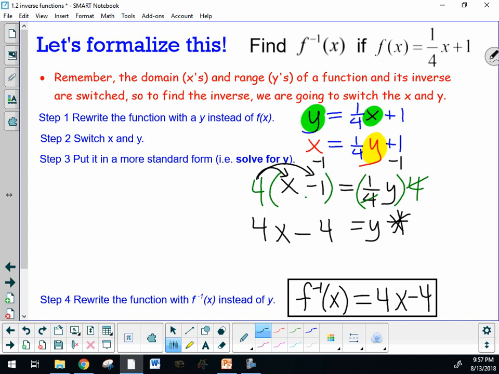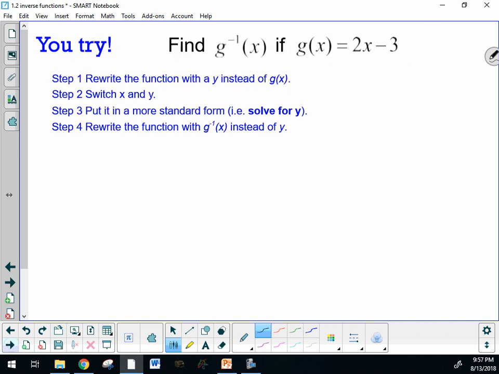Now, to be honest, it's not a real deal breaker if you left it like this. It is probably considered a little more proper to multiply it out, but it's not the end of the world if you forget that distribution. All right, so that's our first example. We'll go through 2 more just to make sure that we really have that procedure down.